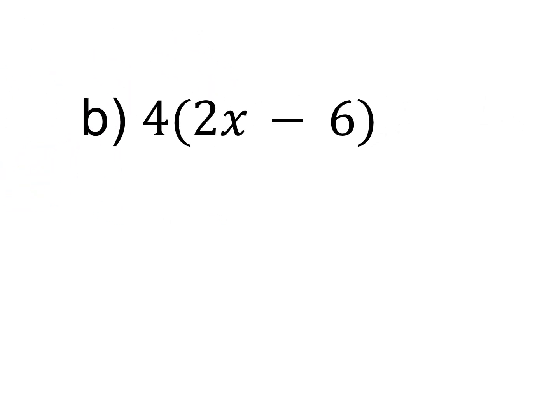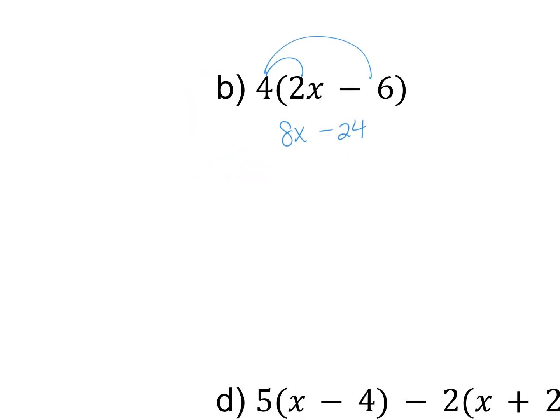Okay, let's do this one. 4 times 2x would give you 8x. 4 times negative 6 would be negative 24. Perfect.